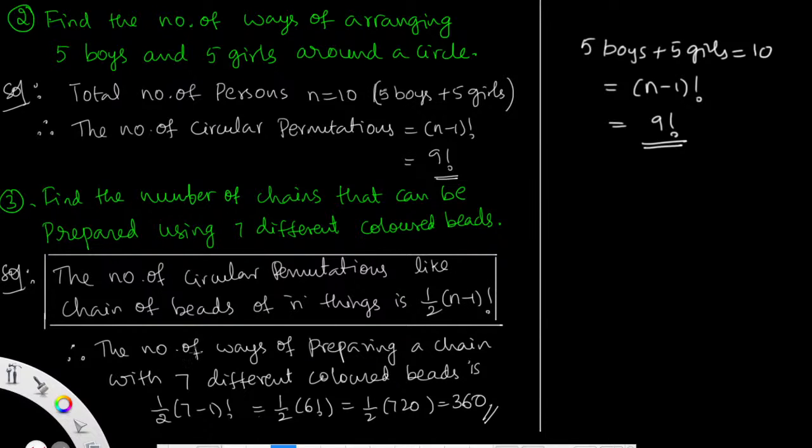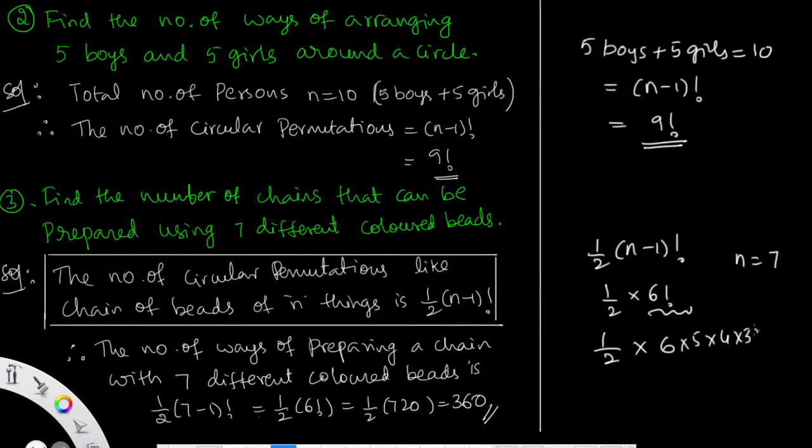Here the number of different colored beads is given, so substitute n equal to 7 in half into (n minus 1) factorial. That is, with n equal to 7 different colors, half into 6 factorial. Don't cut it to 2 3s; this is 6 factorial. Factorial means the product of the first n natural numbers. So write 6 into 5 into 4 into 3 into 2 into 1, and you get the value 720.